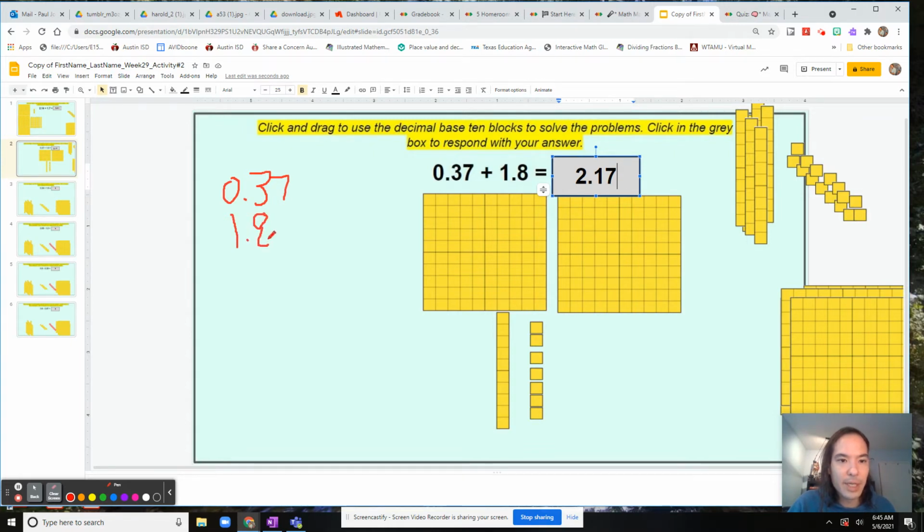As you can see, once again, line up your decimal points, line up your place values, and then add a zero, add faces to save places. All right, 7 plus 0 is 7, 3 plus 8 is 11, carry my 1, 1 plus 0 plus 1 is 2, take my decimal point and drop it like it's hot. Boom. All right, 2 and 17 hundredths.